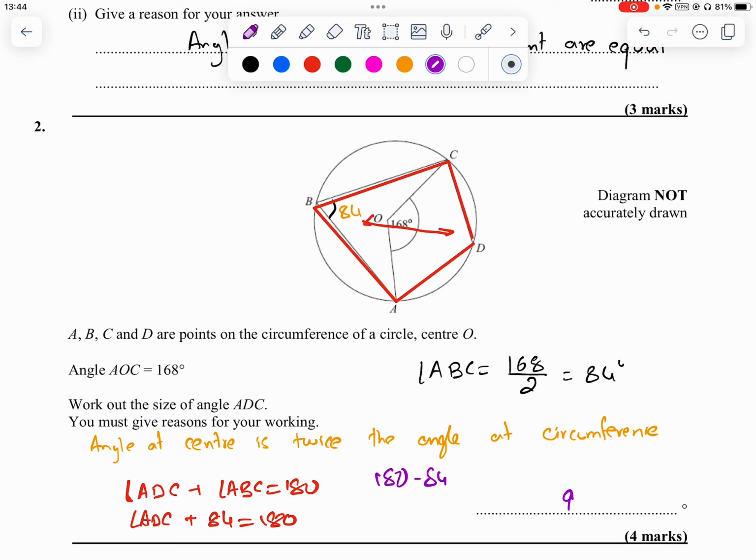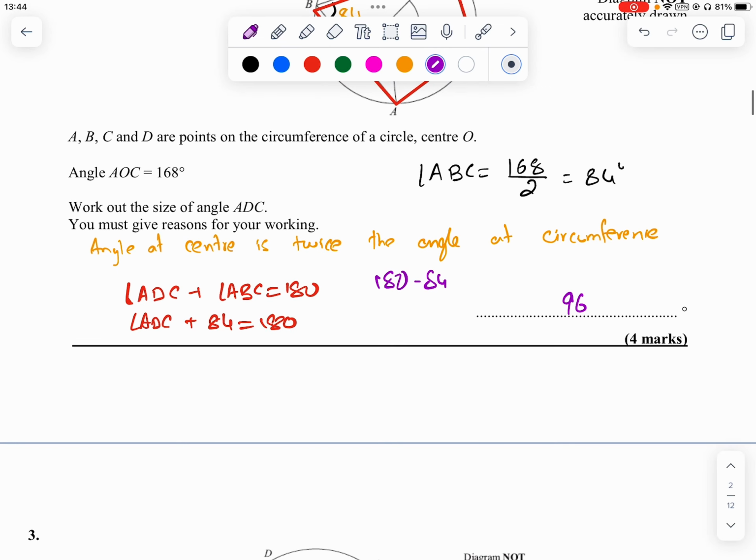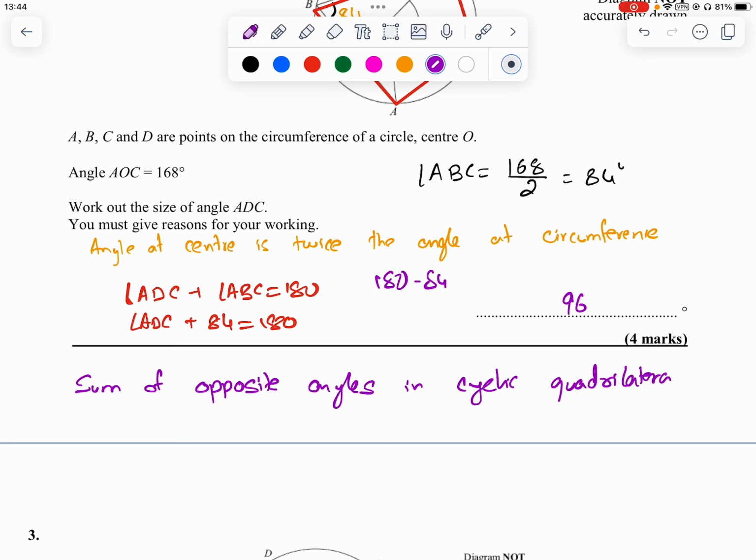which is 96 degrees. The reason, what are you going to write? Sum of opposite angles in a cyclic quadrilateral is 180 degrees.